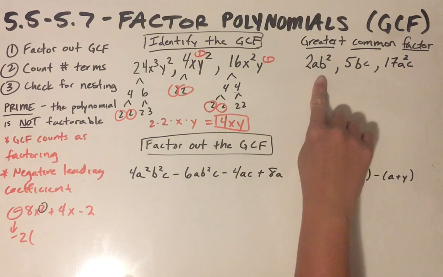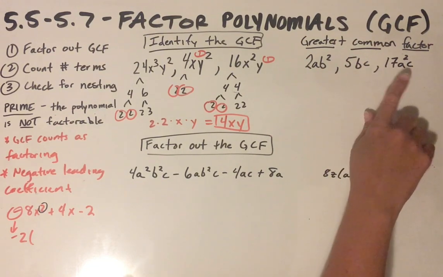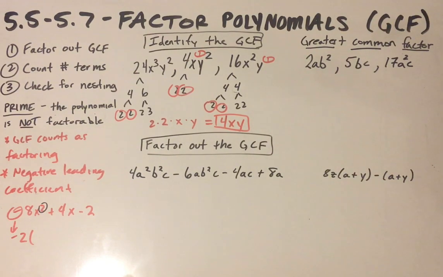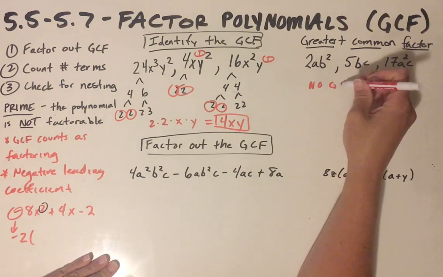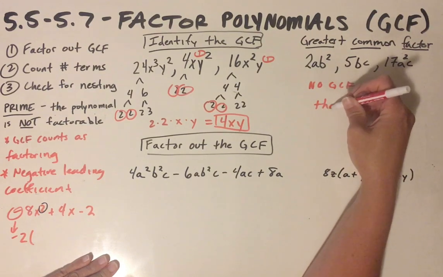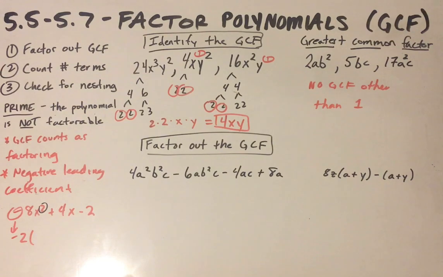Then I'm going to go to B. We've got a B here, no B here, so they don't have that in common. These two have a C, but this one doesn't. There's nothing here that they all have in common. So this one you would just say there is no GCF, basically, other than 1. They have nothing in common other than the factor of 1.